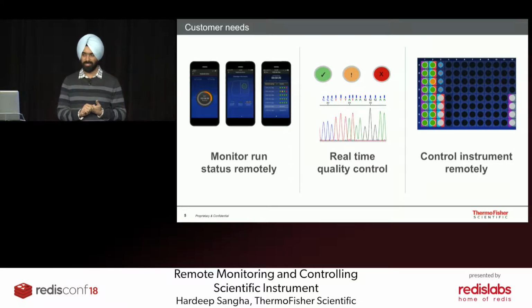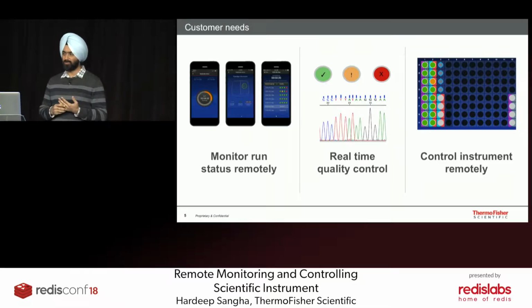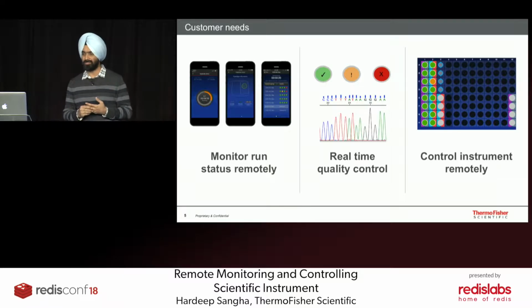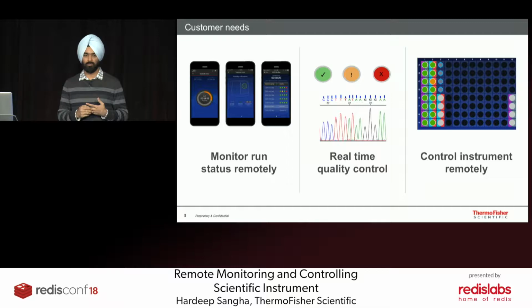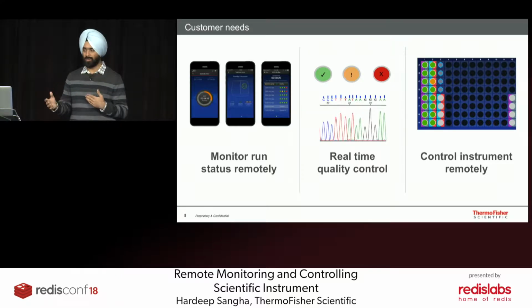So customer needs, right? Pretty much when we want to build an application, why did we build this application? So users, or our customers, were really interested in monitoring these runs remotely. They wanted to see where we are at when a run is going on. Some of these runs with longer run protocols can take fairly long. This can take about 8 hours, 10 hours. So you don't want to be watching the instrument, right?